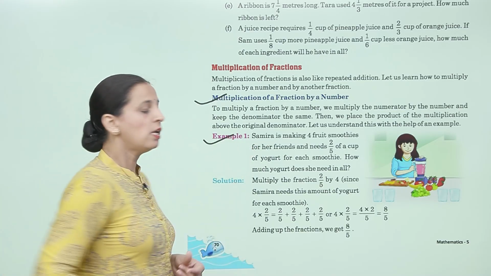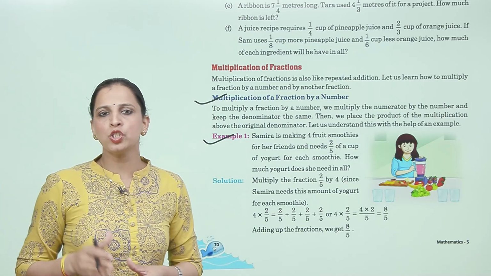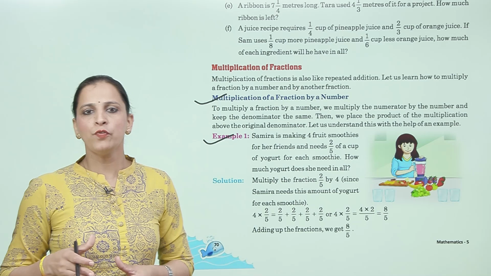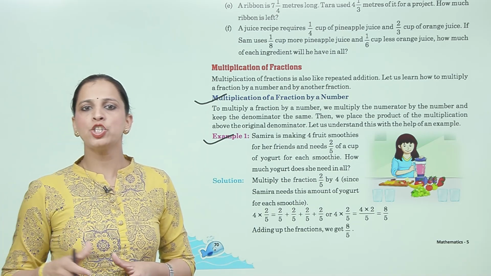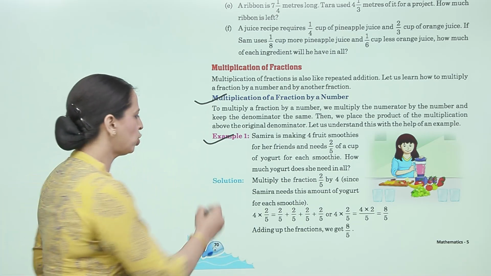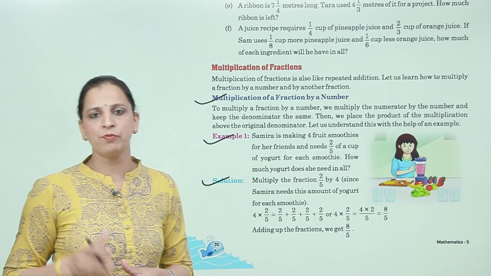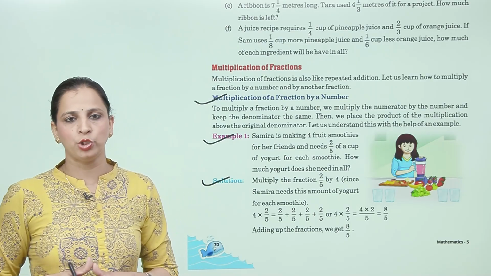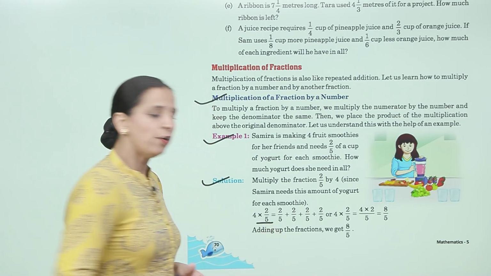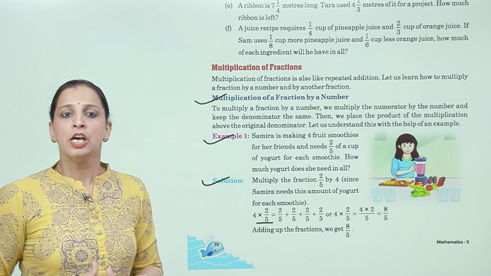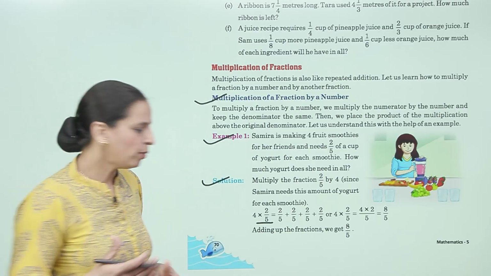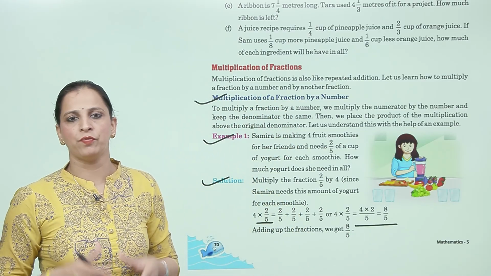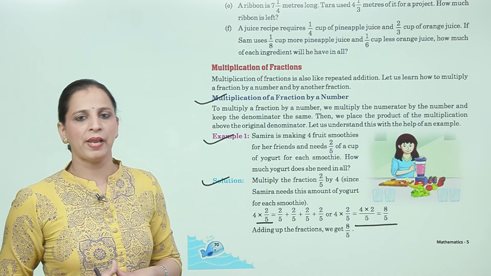Now example 1. Samira is making 4 fruit smoothies for her friends and needs 2 by 5 of a cup of yogurt for each smoothie. How much yogurt does she need in all? Now solution. Multiply the fraction 2 by 5 by 4 since Samira needs this amount of yogurt for each smoothie. So 4 multiply by 2 by 5. That means 2 by 5 is 4 times added. So you directly multiply 4 multiply by 2 by 5, that is 8 by 5. Adding up the fractions, we get 8 by 5.